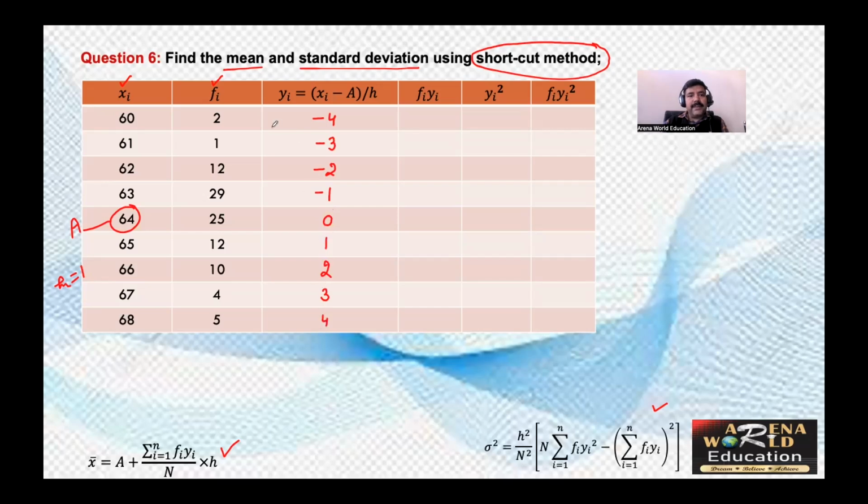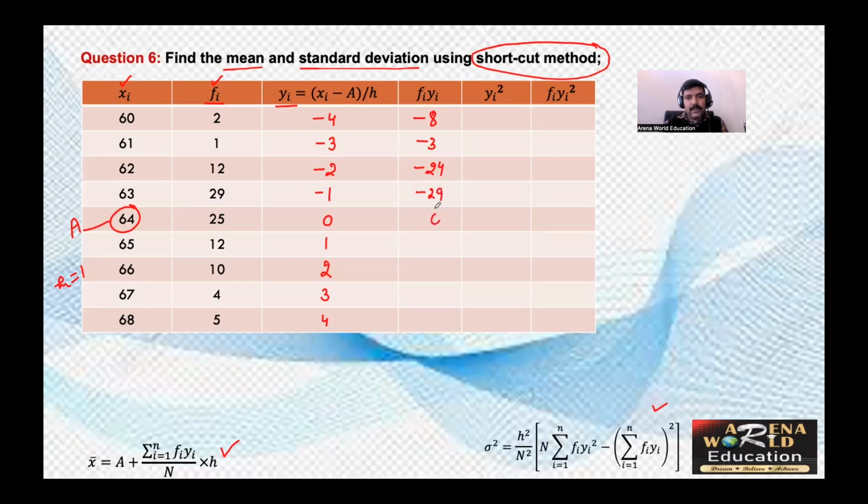What is the next step? We have yi and fi. So now we will find fi yi, which means we will multiply each fi with yi. So 2 into minus 4 will be minus 8. 1 into minus 3 is minus 3. 12 into minus 2 will be minus 24. 29 into minus 1 will be minus 29.